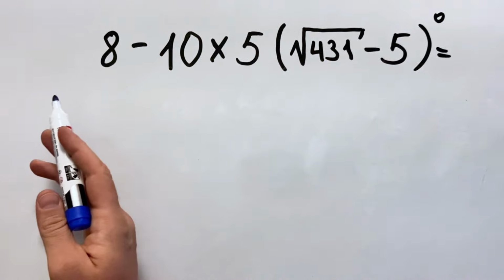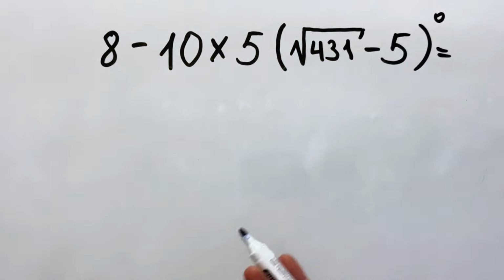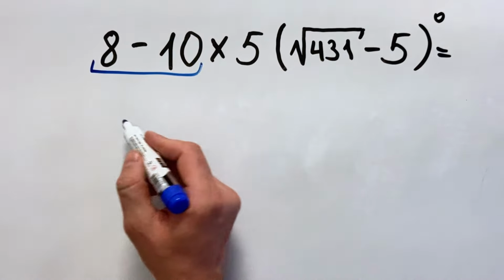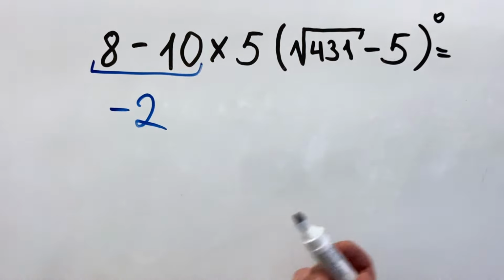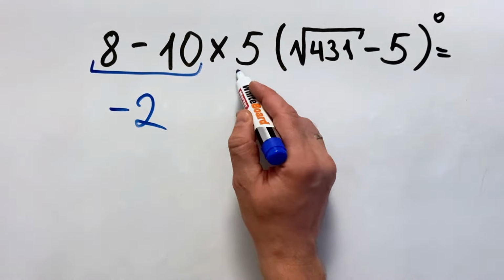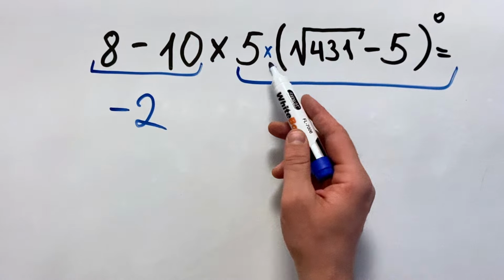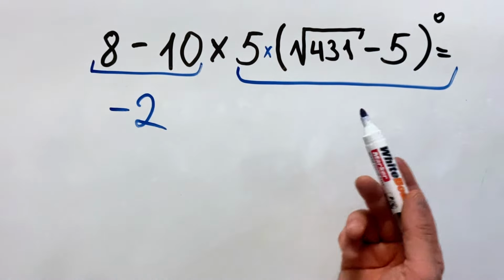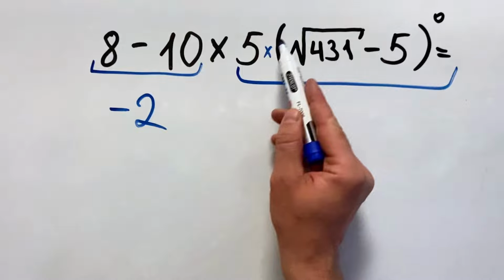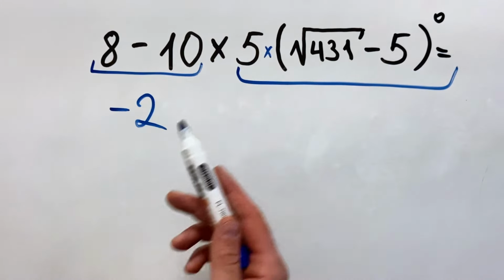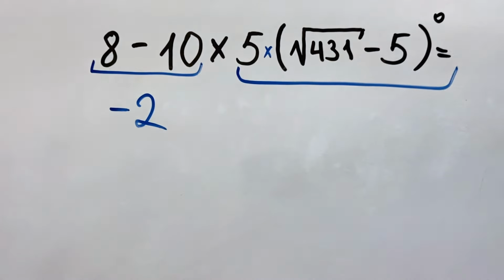Hello everyone, so today we have this type of equation. Some might start doing the subtraction first, so they have -2, then they might try to do this entire expression. They know that they have multiplication here, and they might try to do this entire expression, but they get stuck here. Okay, so what is the correct way to do this type of equation?